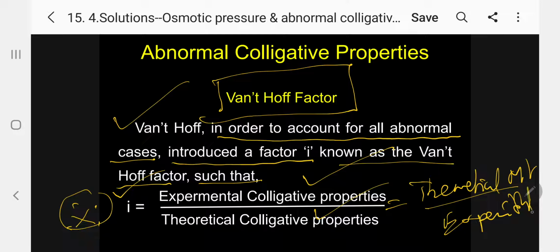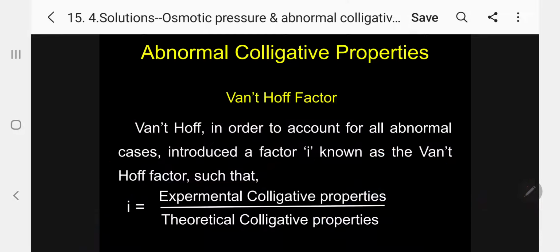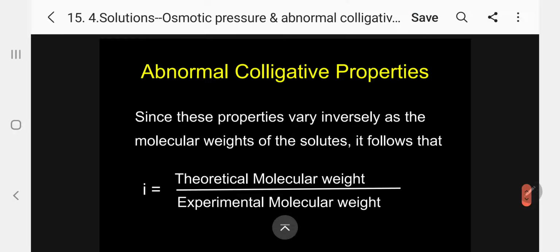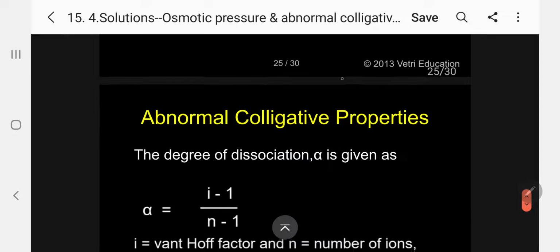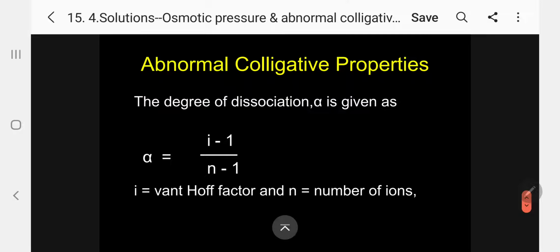Kindly follow. Since these properties vary inversely as the molecular weight of the solute, it follows that i equals theoretical molecular weight divided by experimental molecular weight. Just a reverse, kindly follow. So by measuring colligative property or molecular weight, we can determine the i factor, the Van 't Hoff factor. It is the correction for association or dissociation.